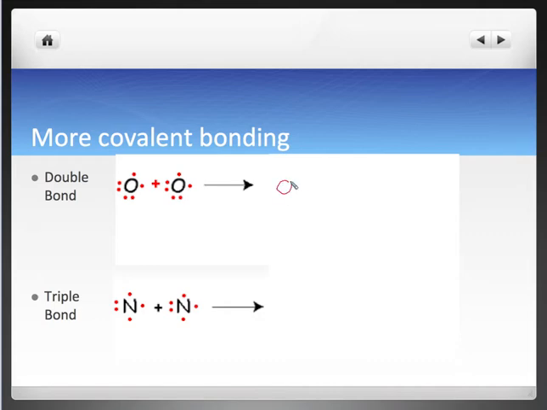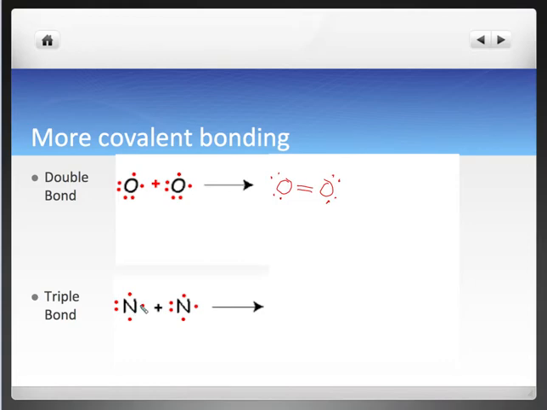So in this case, like chlorine donated 1 electron, oxygen can actually donate 2. So I can have 2 lines here because there's 1 electron at either end of the line. And we space the rest of them out here. This is known as a double covalent bond.